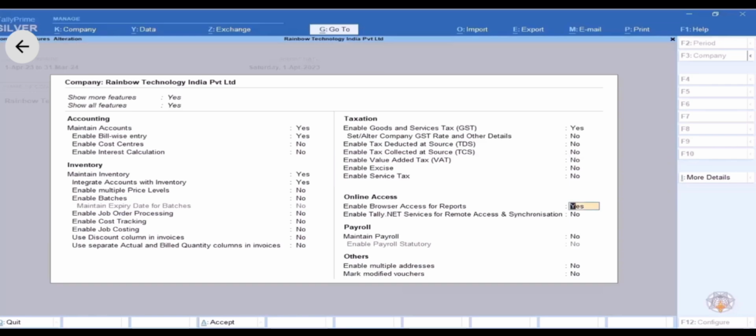The online access feature shows the technical capabilities in Tally Prime such as online access, online reporting, etc. First option, enable browse access for reports. Browse access feature is the latest feature of Tally Prime through which data reports can be easily accessed from any location with some configuration.